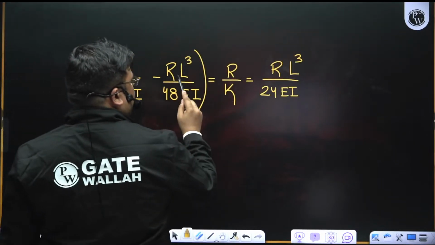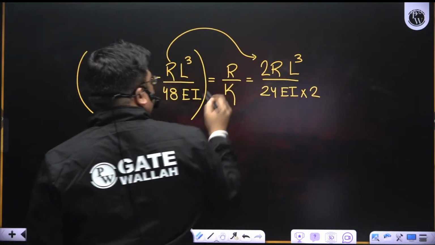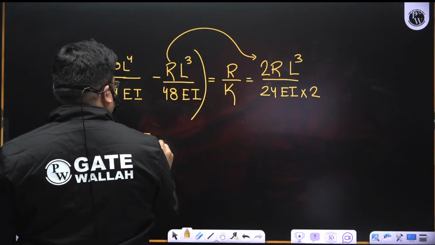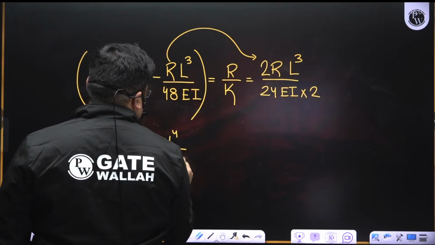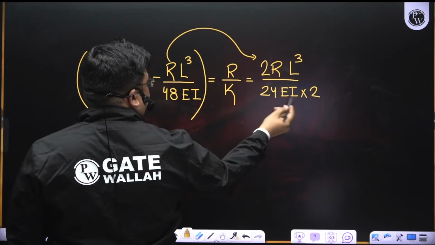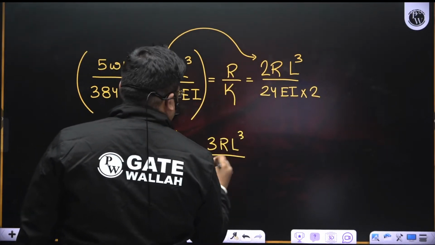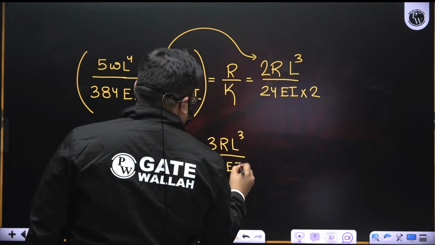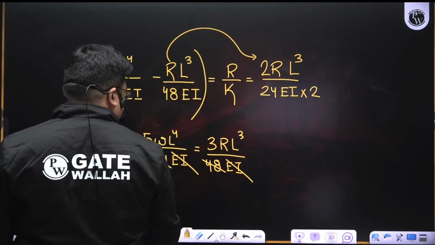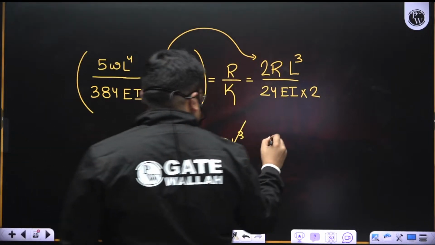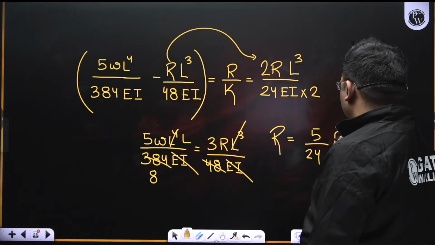So when I put it here, if I multiply by 2, this becomes 48. Then I'll take this side. This will become 5WL⁴ by 384EI is equal to 3RL³ by 48EI. So EI gets cancelled. This will give me 8, and this L³ becomes L. So R becomes equal to 5 by 24 P.